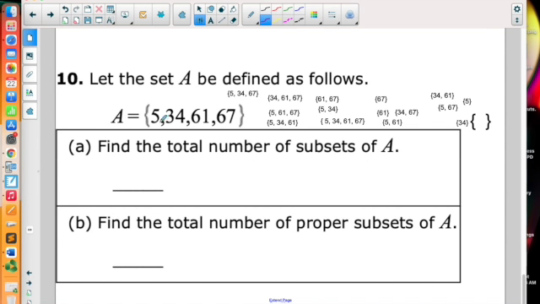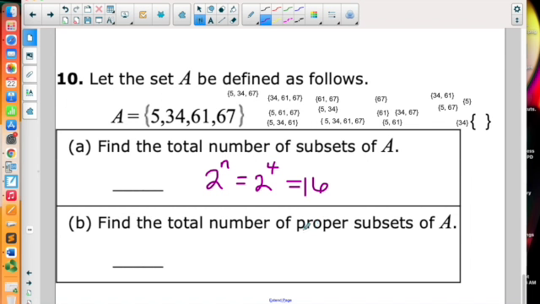You count how many elements are in the set. A has 4 elements in it. So to find the total number of subsets, you do 2 raised to the number of elements. 2 raised to the 4th power. 16 subsets. It's not hard to list them, and you could, but they didn't ask you to, so don't.